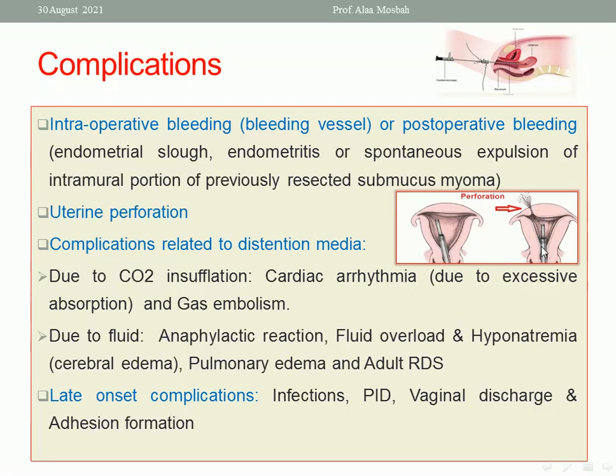Complications related to distension media: CO2 insufflation may cause cardiac arrhythmia or embolism, or fluid may cause an anaphylactic reaction, fluid overload, and hyponatremia, which causes cerebral edema. Also it may cause pulmonary edema or adult respiratory distress syndrome. Late complications include infection, PID, vaginal discharge, and adhesion formation.